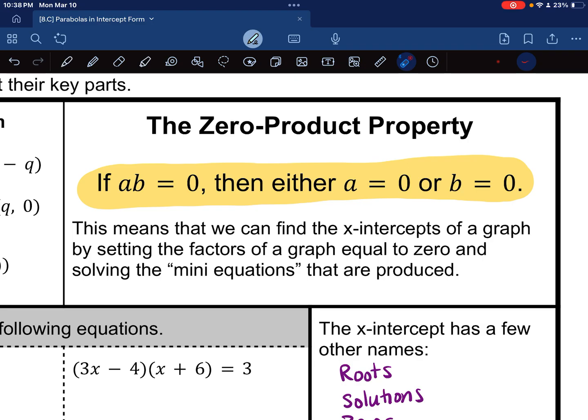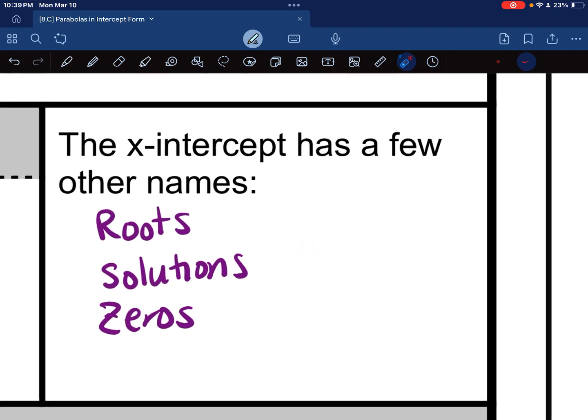Now, the zero product property is a key concept for us to use when we move forward in algebra. Most of our rules and stuff don't work if your equation's not equal to 0. So neat, cool, very important property. We love it.